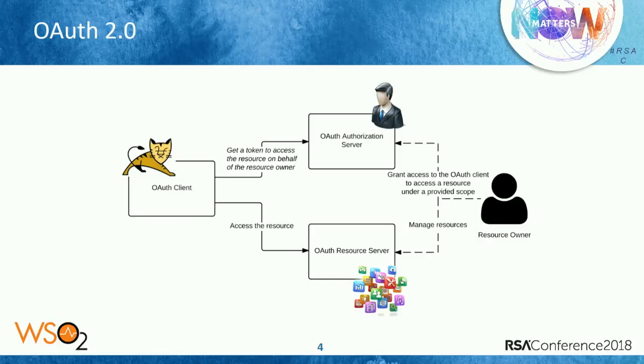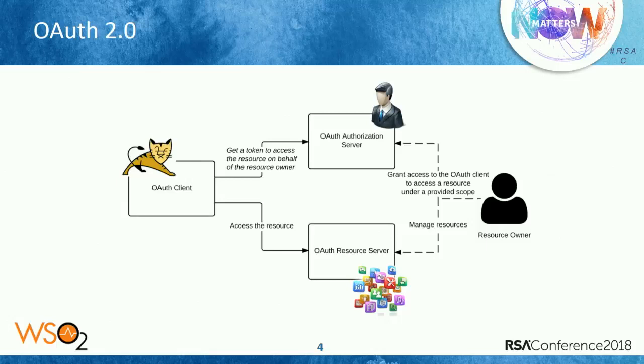And when you access the resources using that access token, you need to have some sort of an interceptor at the resource server side. It will intercept the request, get the access token, will talk to the authorization server to validate the access token. If it is all fine, then it will let the client access the resource.